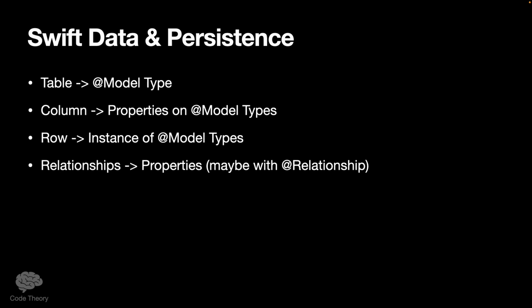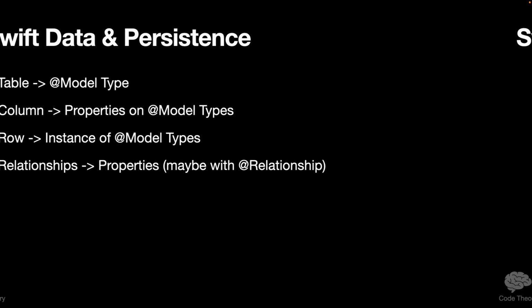Relationships are properties that point to other @model types, and we might add extra information using @relationship. We'll be looking at that during the coding segment, okay? Relationships are where things get kind of dicey with Swift data. Everything else works really well. Relationships are kind of where things get dicey, and that's because that's where things always get dicey with databases, right?